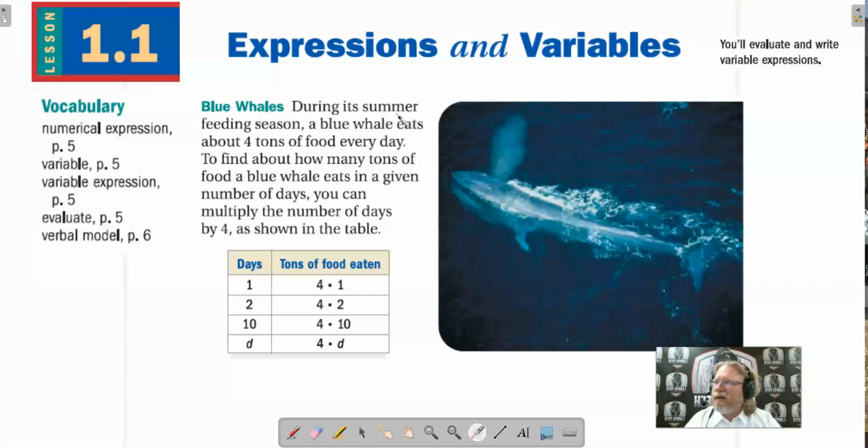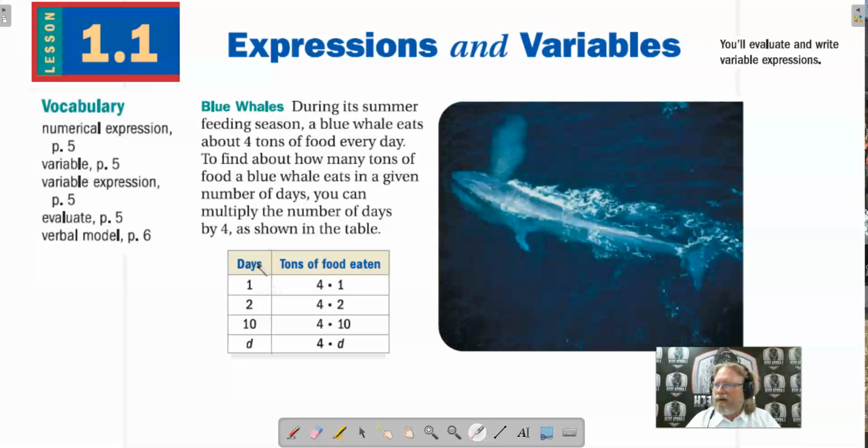But blue whales, during their summer feeding season, eat about 4 tons of food every day. So it's 4 tons every day. To find about how many tons of food a blue whale eats in a given number of days, you can multiply the number of days by the number 4, as shown in this table below. Tables have columns and rows. The columns go up and down, and the rows go across. So in this particular table, we have 2 columns and 5 rows.